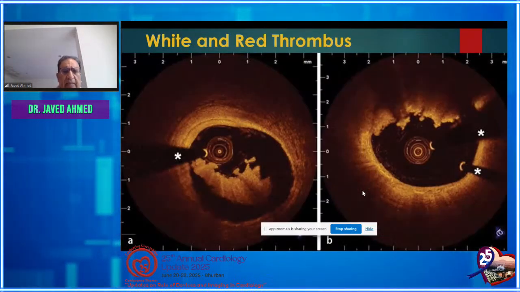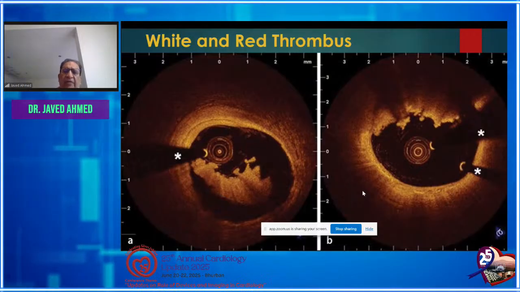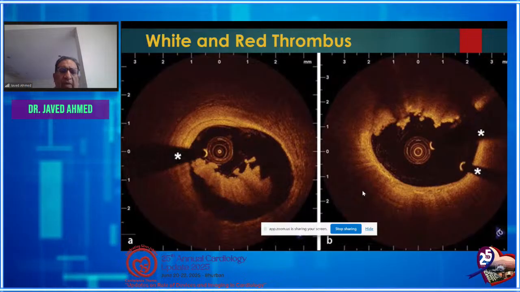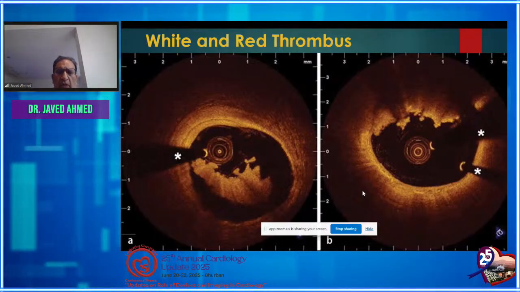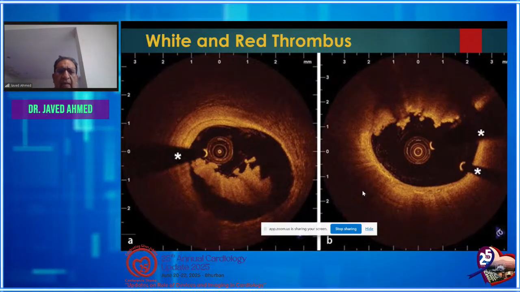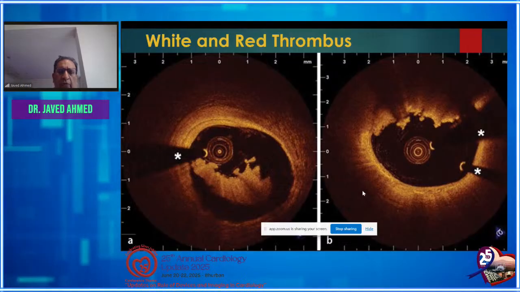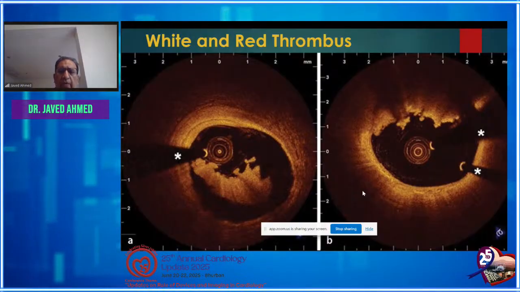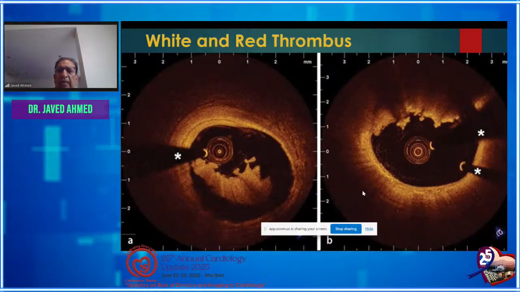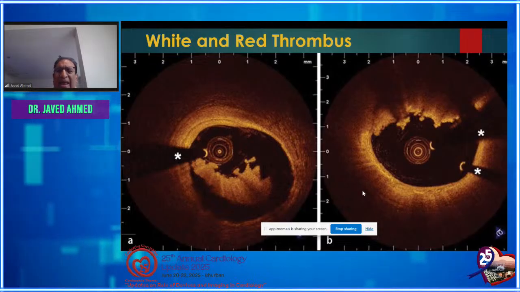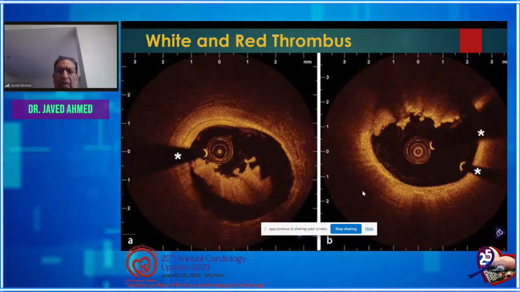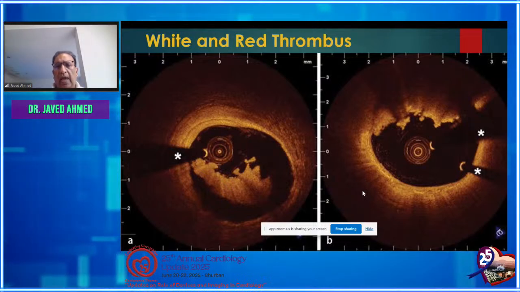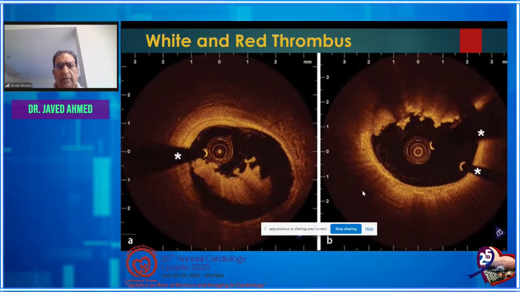And this is an image of white versus red thrombus. The simplest way of recognizing is that white thrombus is on the left-hand side, and there is clear lumen visible behind the thrombus. That's why it is called the white thrombus. And on the right-hand side, there is thrombus, but it is adherent to the vessel wall. So that is the simplest way of recognizing whether it's a white or a red thrombus.